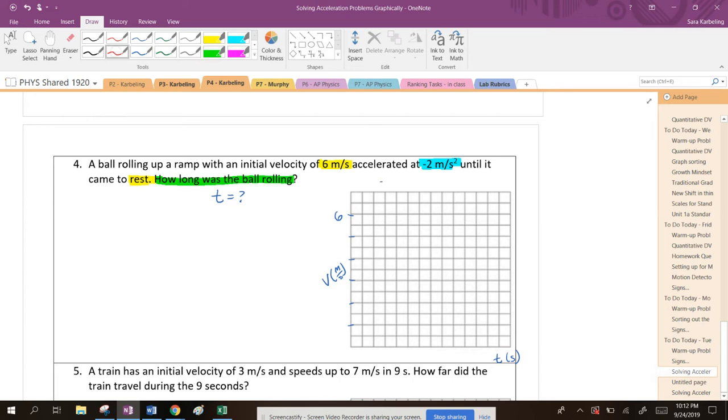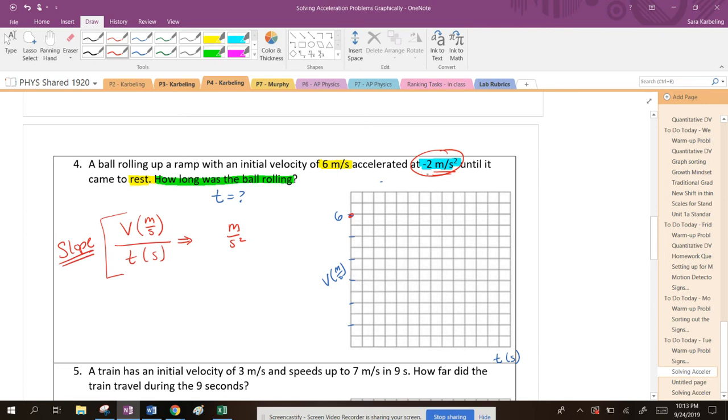But we don't know how long it's going to take. We're going to use what we know about these units to solve the problem. If you remember, we talked about just a little bit ago that the velocity, which again is in meters per second, divided by time, which is in seconds, gives us units of meters per second squared. That's what we're looking for right there, meters per second squared. If we're dividing, that means we're going to use the slope.